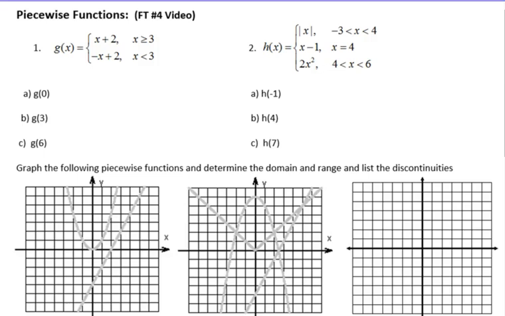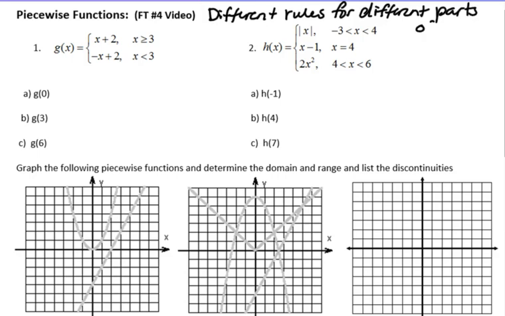In a piecewise function, we have different rules for different parts of the domain. So if we look at the first function, number 1, g of x equals x plus 2 if x is greater than or equal to 3. Otherwise, it's going to equal negative x plus 2.